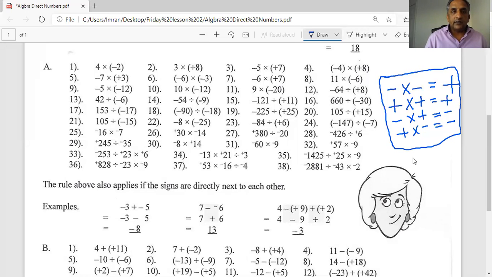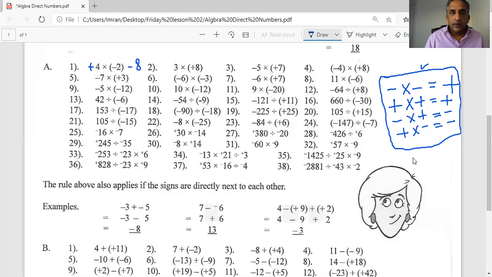Now I'm going to do question number 1. Can you see 4 times minus 2? There's no sign with the 4. Whenever there is no sign, there's an invisible plus sign. Always remember that. So now we can see which rule applies here: plus times minus. Looking at the rule we did in the beginning, plus times minus will be minus. 4 times 2 is 8. So your answer will be minus 8 for the first one.